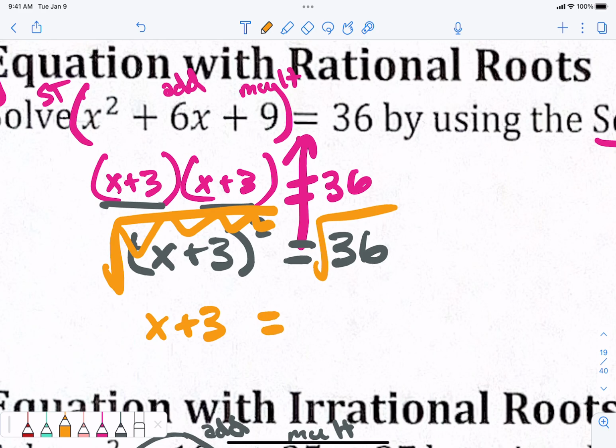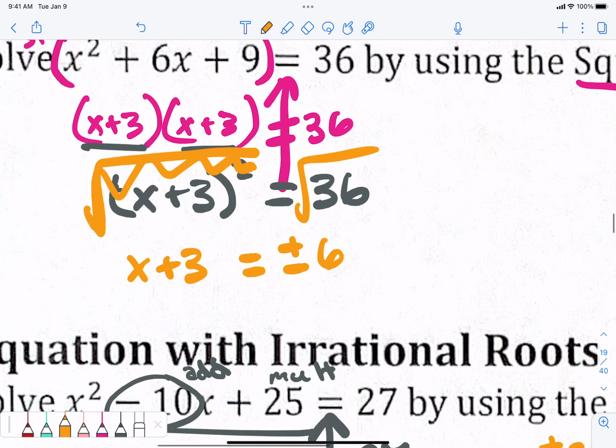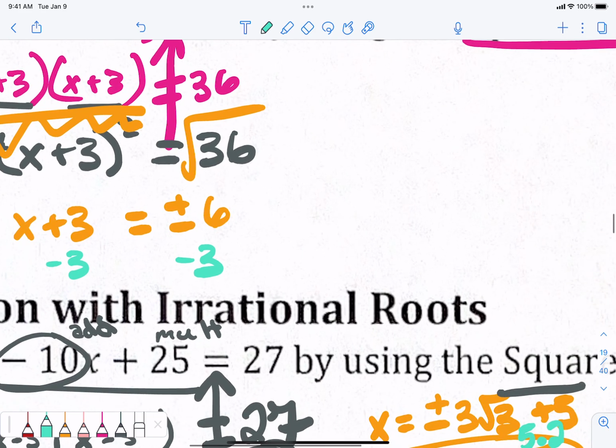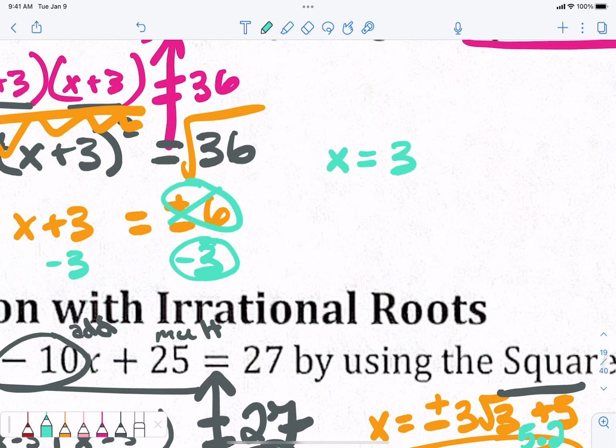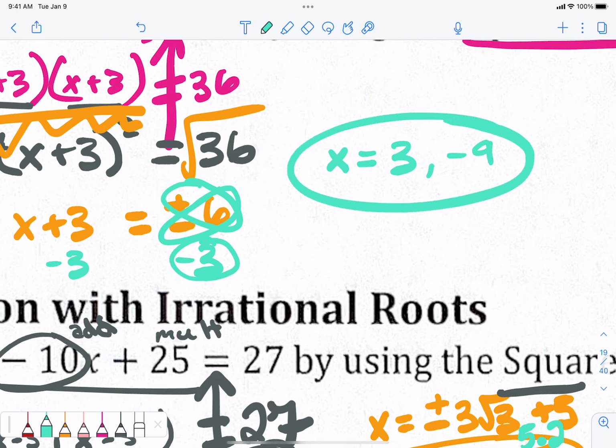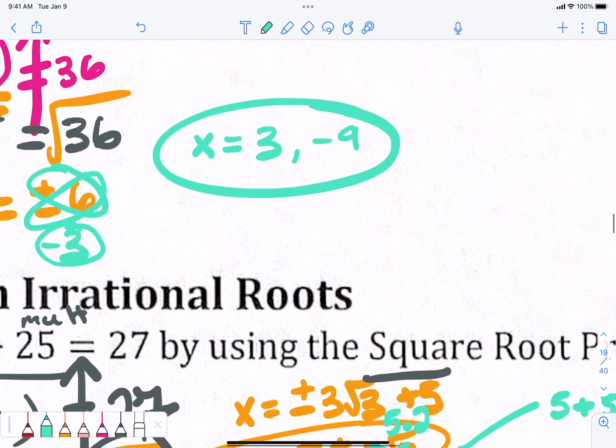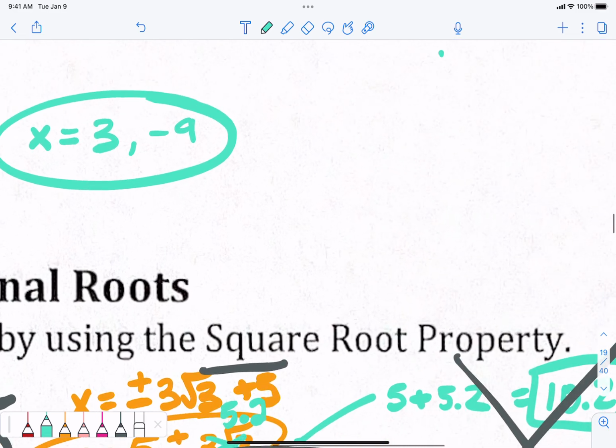What is the square root of 36? Plus and minus 6. 6 times 6 is 36, but negative 6 times negative 6 is also 36. Last step, I have to subtract 3, right? So when I subtract that 3 over, I have positive 6 minus 3, which is 3, and I have negative 6 minus 3, which is negative 9. And what do those two things tell me? You remember? Those are the zeros.